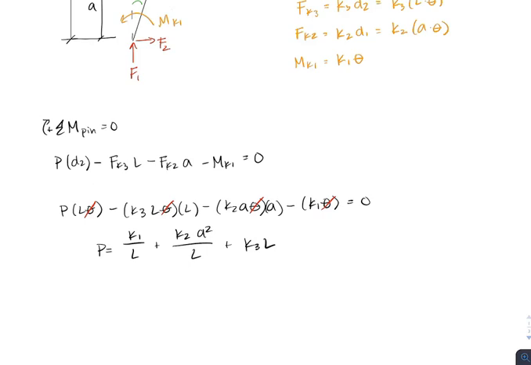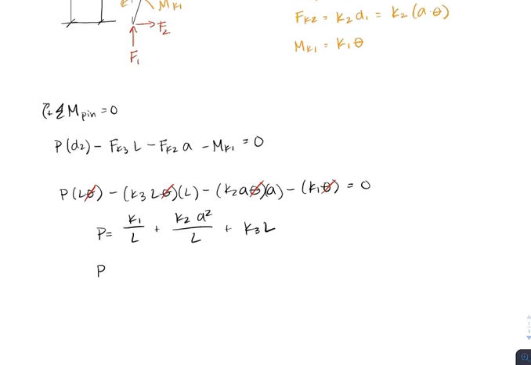Then we just plug in all the values that were given in the problem statement. And when you do that, you should get a P critical of 974 pounds. And that's our final answer. And that's how you solve this rigid Euler buckling problem.